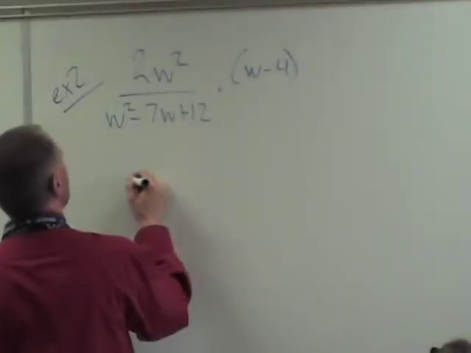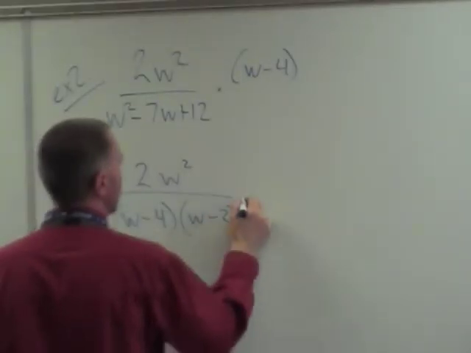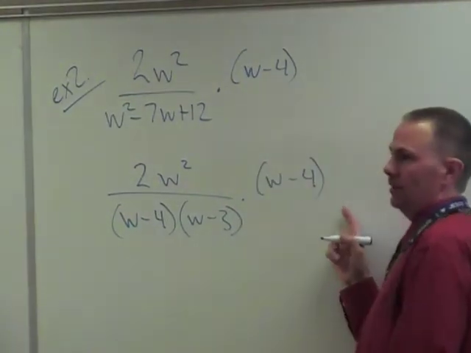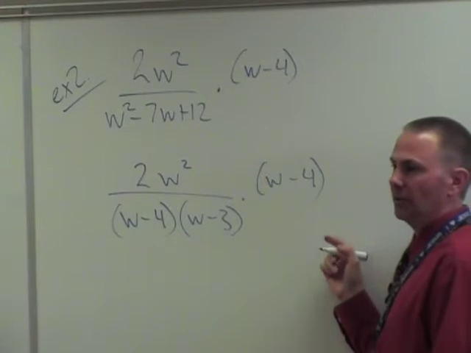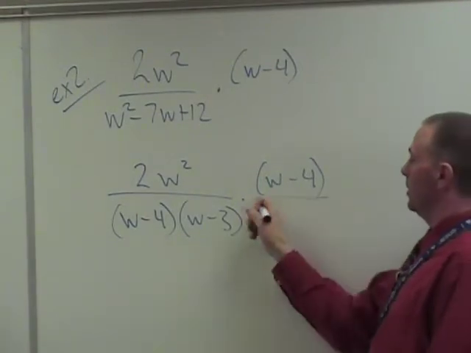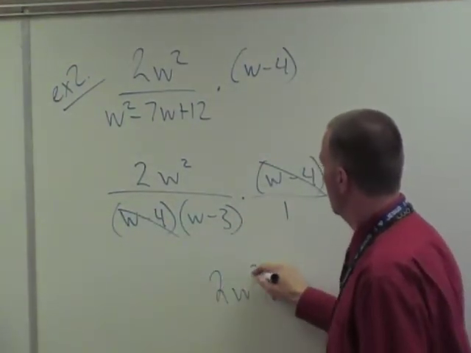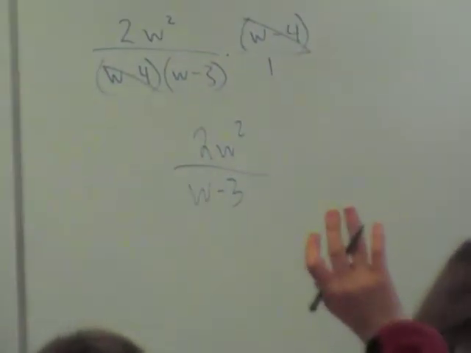Okay, you should have factored this bottom trinomial to w minus 4, w minus 3. In today's lesson, once you start factoring, the other parts ought to factor into something like what you have, because they'll probably cancel, reduce. So the w minus 4's go away. I'm left with 2w squared over w minus 3. Who got that right? Awesome.